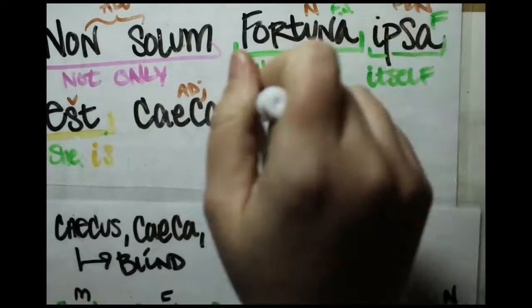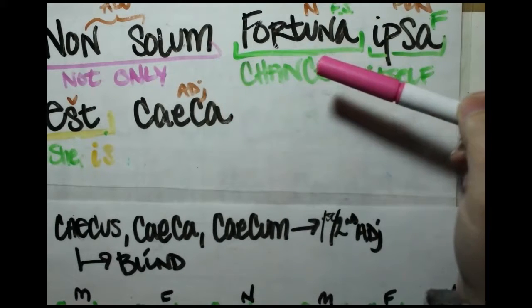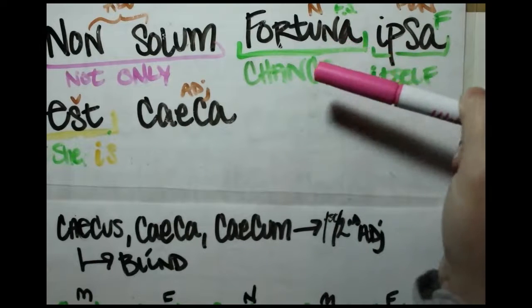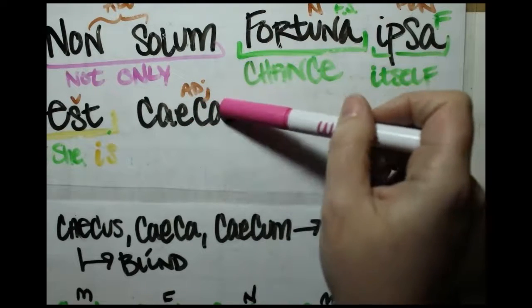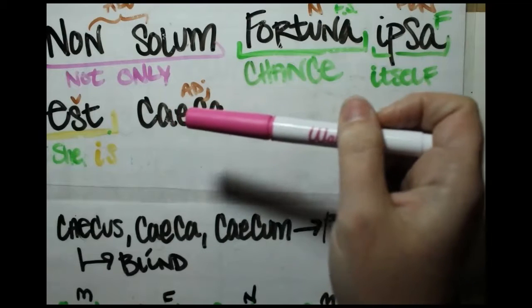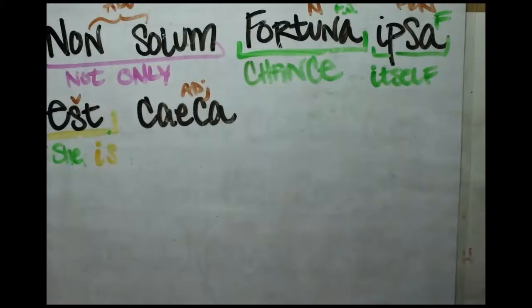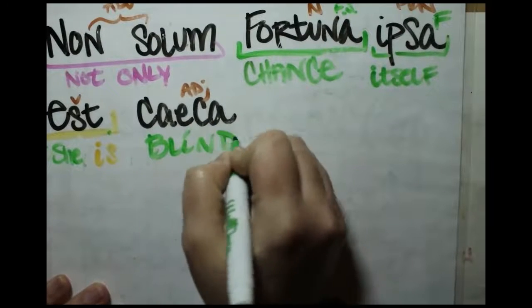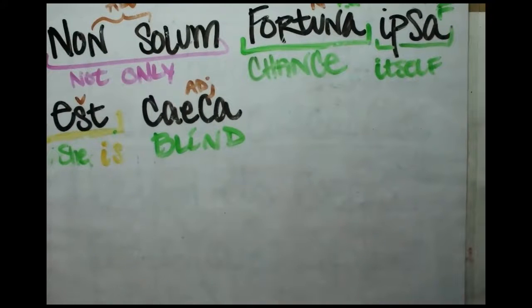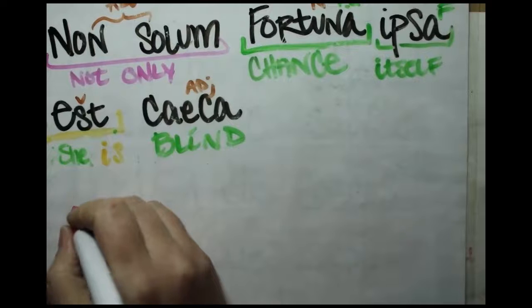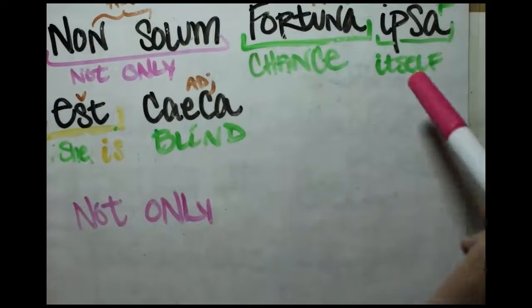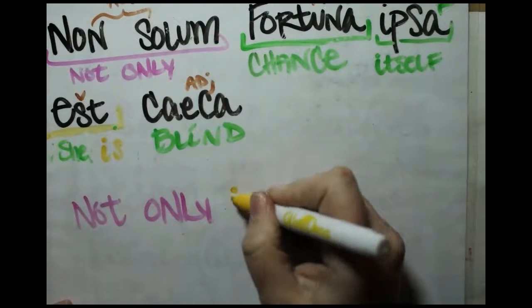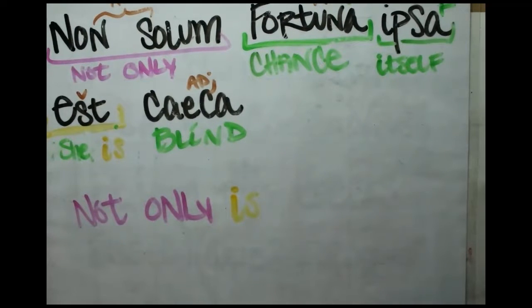It's an adjective, so it needs to be modifying something in gender, number, and case. There is a noun here that is feminine singular nominative that would agree with this in gender, number, and case. This is a feminine singular nominative. So caeca, blind. So this clause here says not only chance itself, she is blind. Not only is chance, fortune, luck.